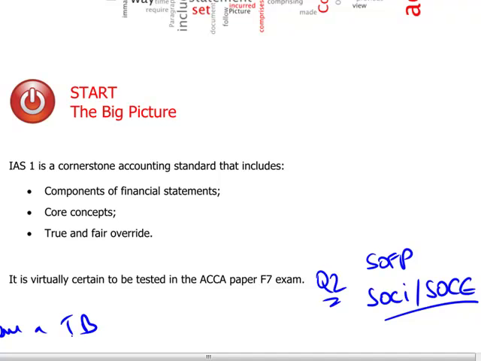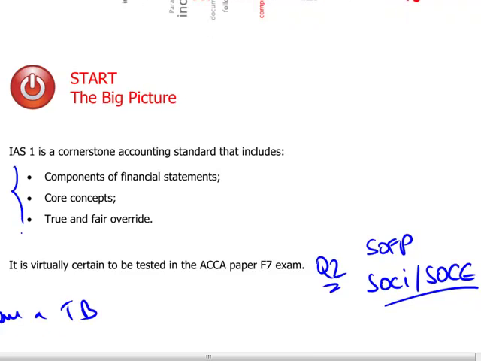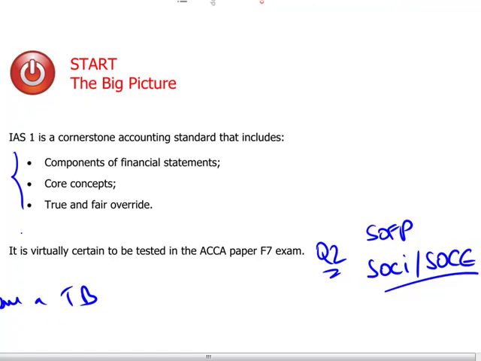You'll be given a list of accounts, in other words, with different valuations. You'll have to do some adjustments and then produce financial statements. So, in this standard, basically, we will know what the components of the financial statements are, what the core concepts are, and again about the true and fair view override, which is fairly straightforward and was already covered in the first video.